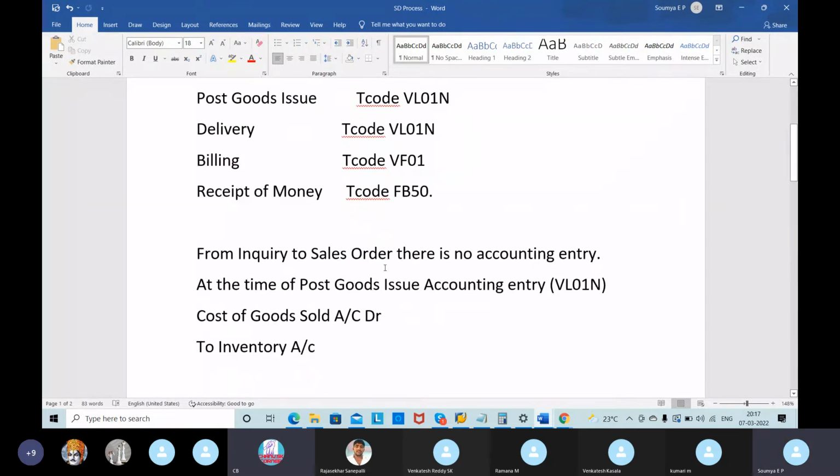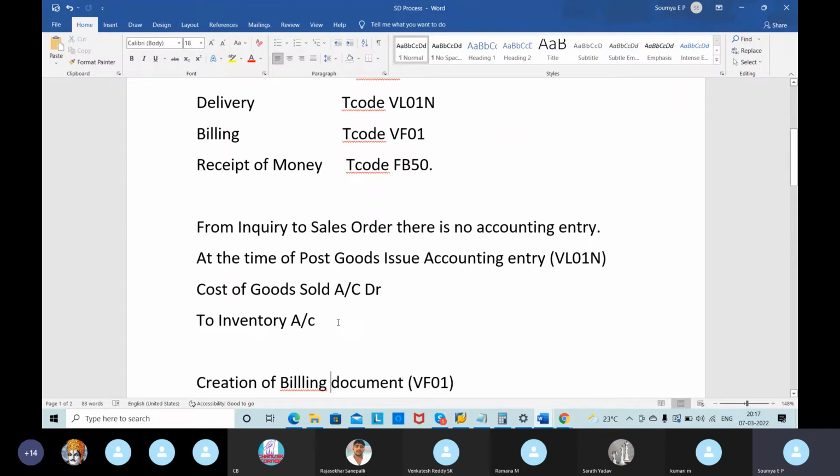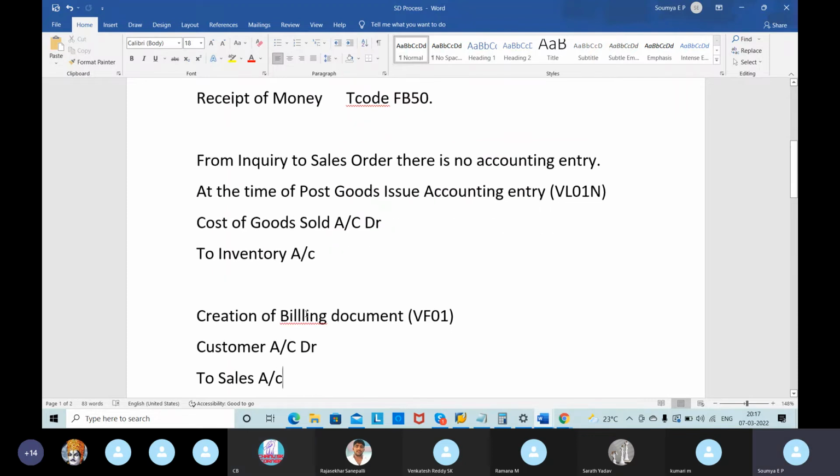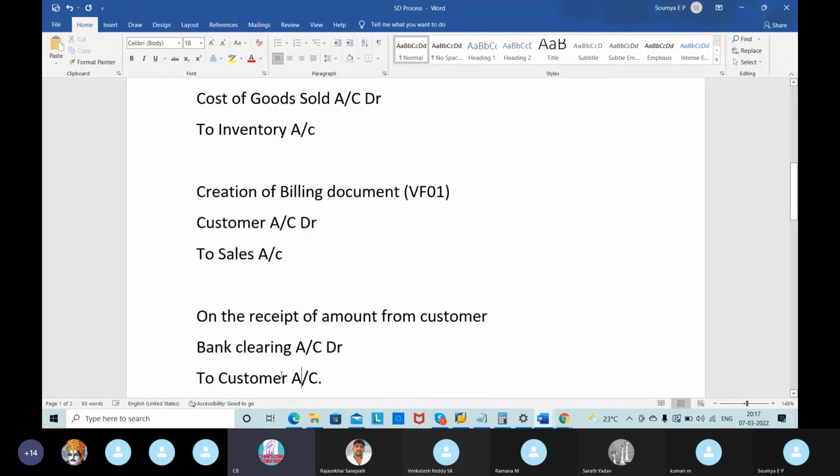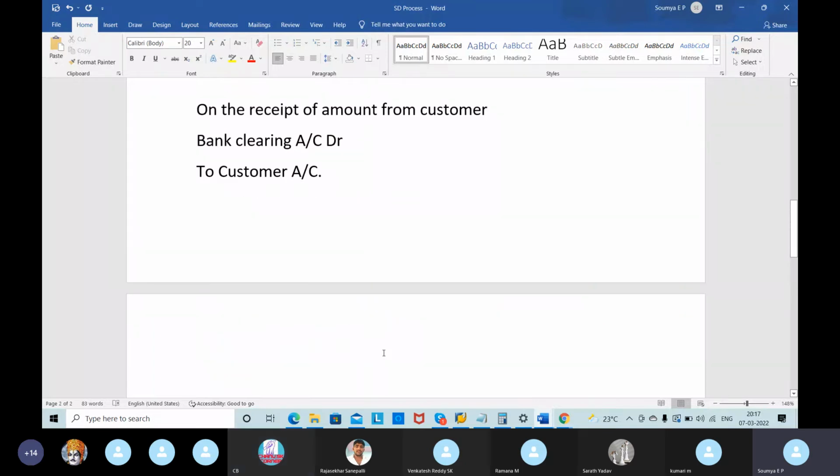From inquiry to sales order, there is no accounting entry. At the time of post goods issue, the accounting entry is posted with the T code VL02N: cost of goods sold account debit to inventory account. On creation of the billing document, with the T code VF01: customer account debit to sales account. On the receipt of the amount from the customer: bank clearing account debit to customer account.